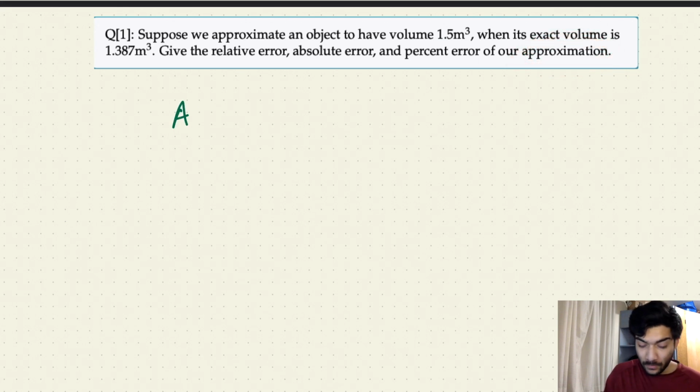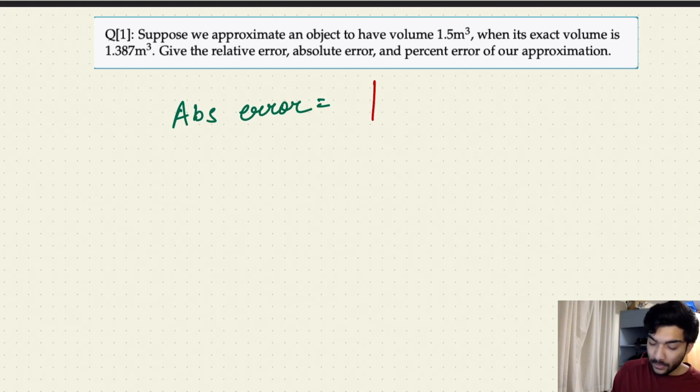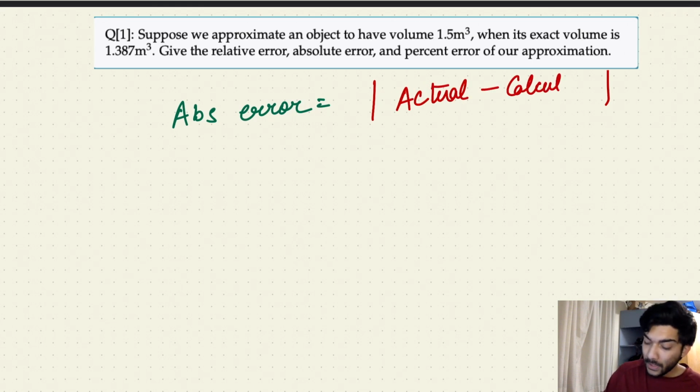And we know the basic formulas. We know that the absolute error is basically taking the modulus or the absolute value of the actual volume or the original volume minus the calculated volume or the approximated volume.